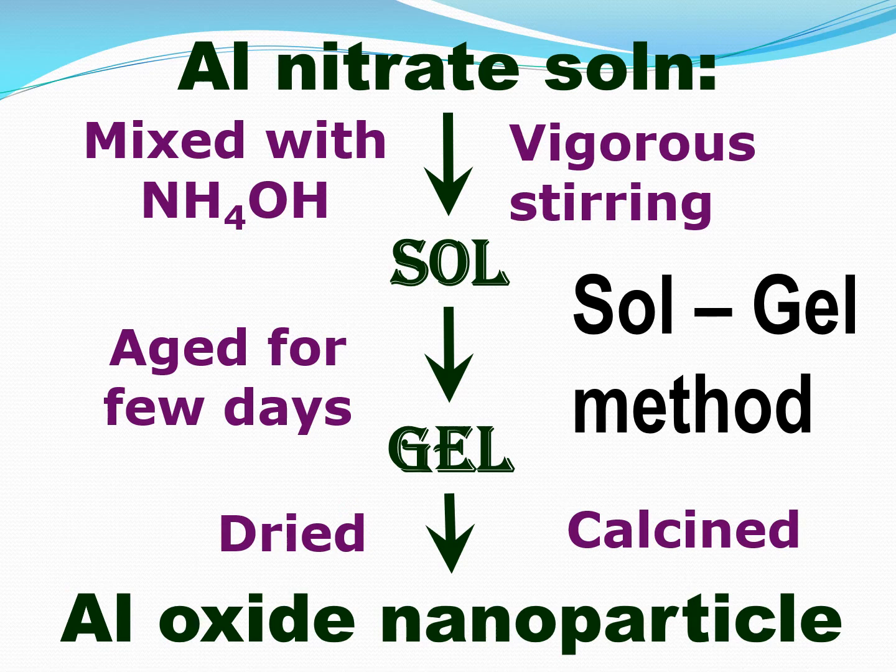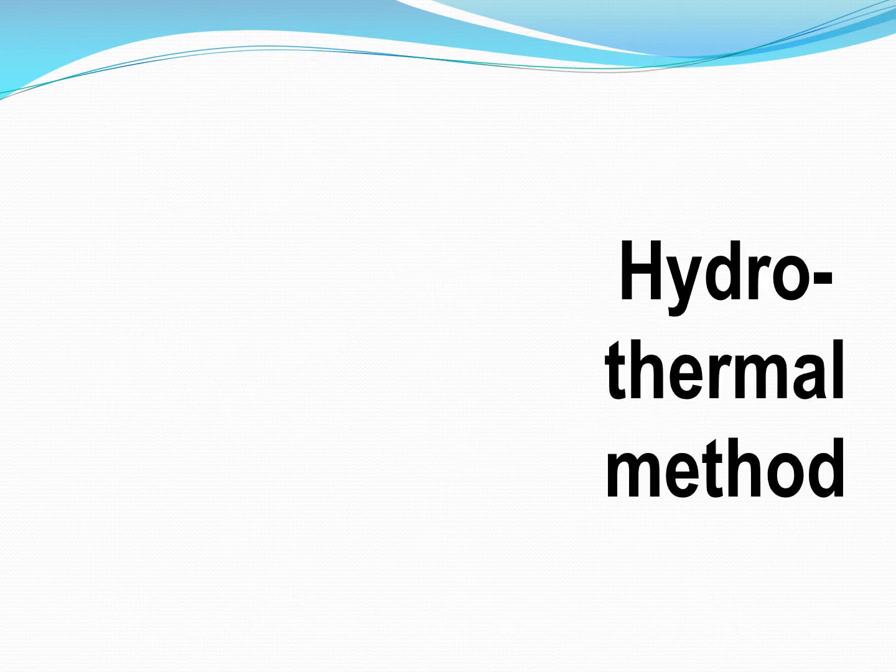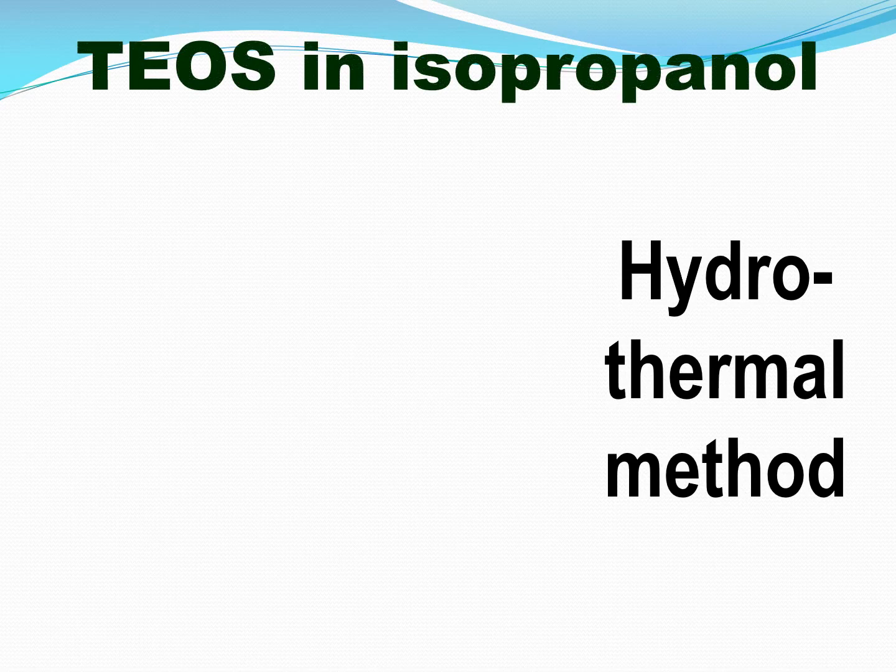The next one is the hydrothermal method. How is this done? The steps are similar; there is only a small difference. The part where the salt is converted to the gel is a little different. Let us take the case of silicon oxide. Suppose you want silicon oxide nanoparticles. Then the starting compound is tetraethyl orthosilicate, which is dissolved in isopropanol.